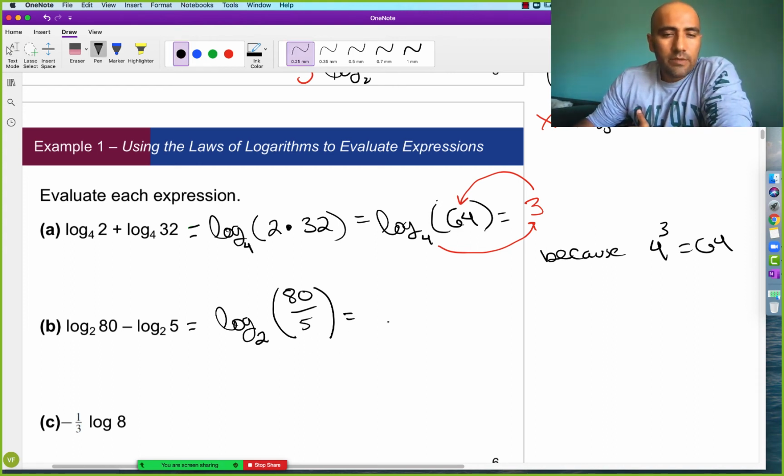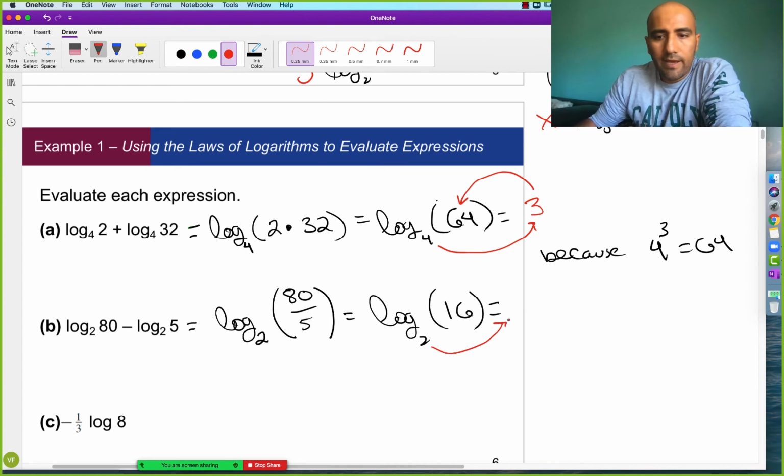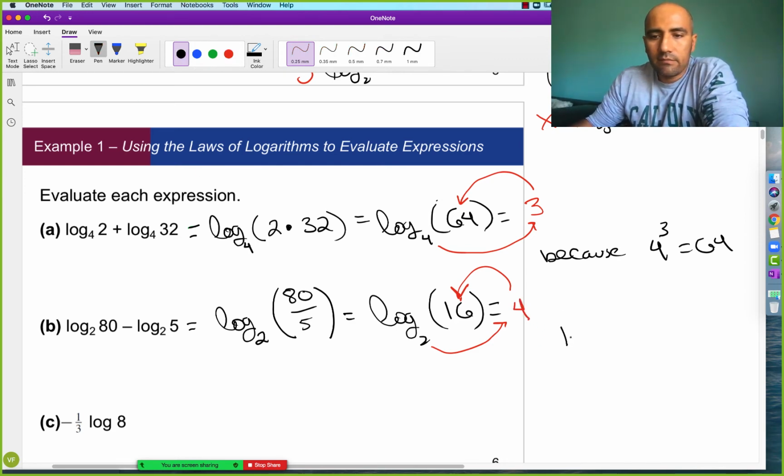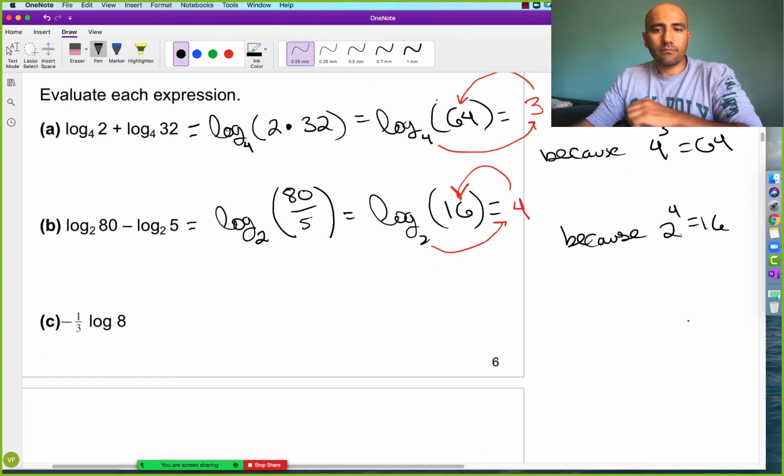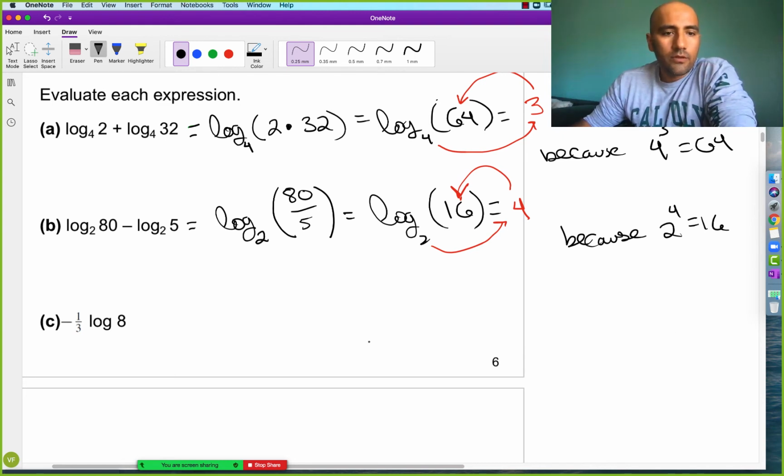So this is going to be equal to log base 2 of 80 divided by 5, which is 16. And now when I want to find the answer to this, again, I think to myself, 2 to what power equals 16? So 3, 4, right? That works, because 2 to the 4th power is 16. Questions? No.